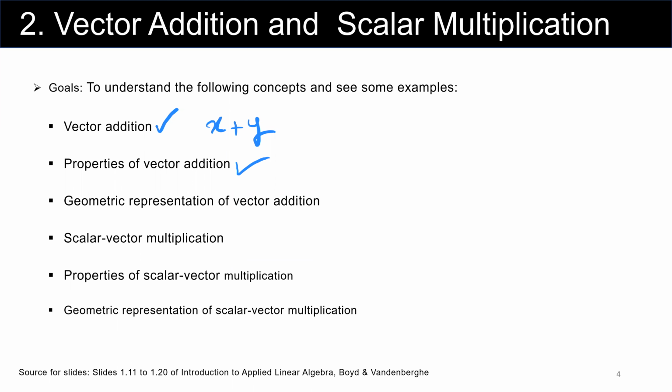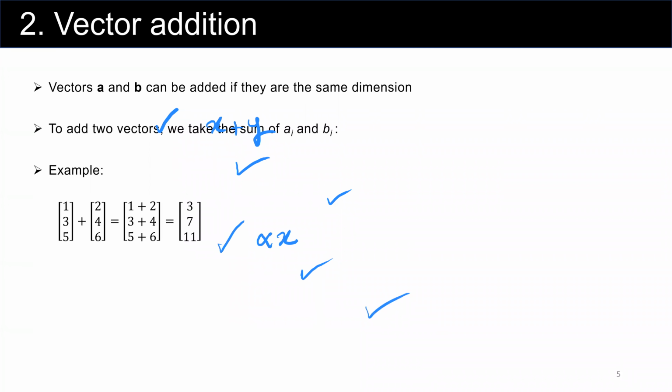Next is the geometric representation of vector addition. Then we talk about scalar vector multiplication: what will happen if we multiply scalar alpha by vector x? We then talk about properties of scalar vector multiplication, and finally the geometric representation of scalar vector multiplication. So as you can see, it has both a theoretical component and a visualization component. We want to see the geometric representation of each of these concepts, both for addition and scalar multiplication.